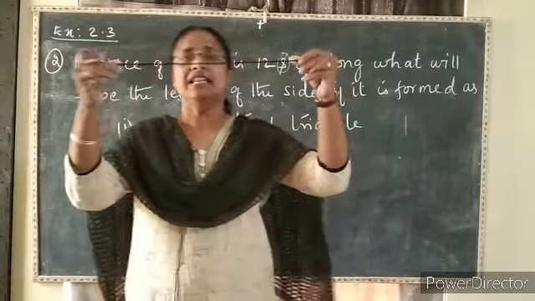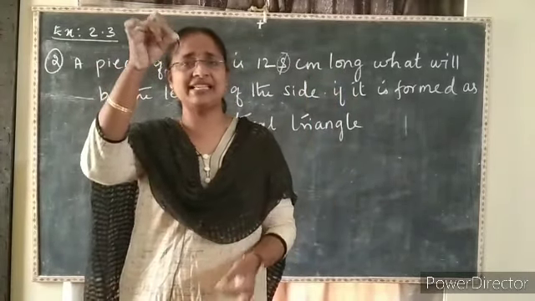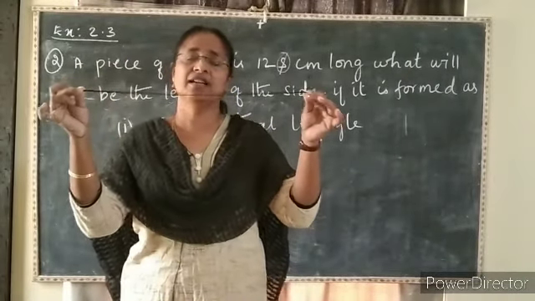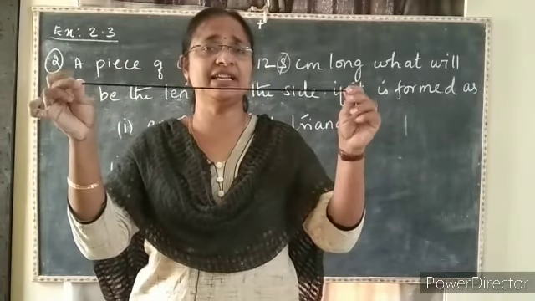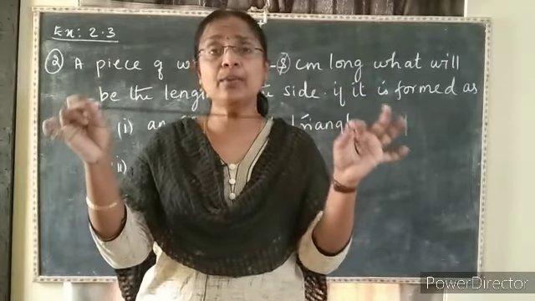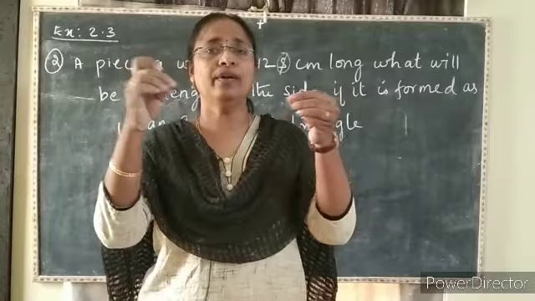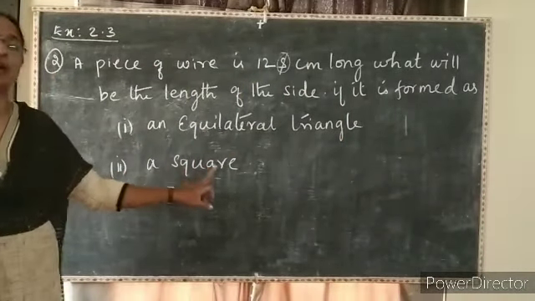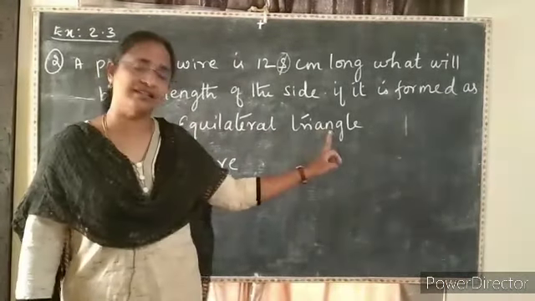We have a length of a wire, yes or no? So you just imagine, this is not 12 centimeter. 12 centimeters is too short, so I have taken extra. Okay, so now you just imagine this is a 12 centimeter wire. Now I am going to form an equilateral triangle using this wire. Not only an equilateral triangle, I am also going to form a square. I hope you know what is meant by an equilateral triangle.